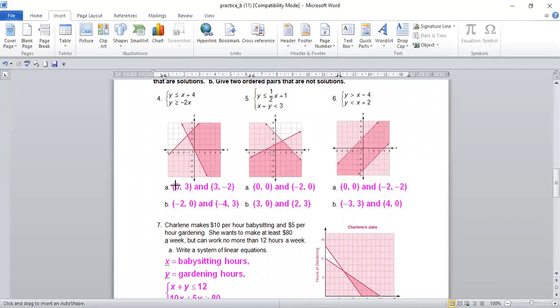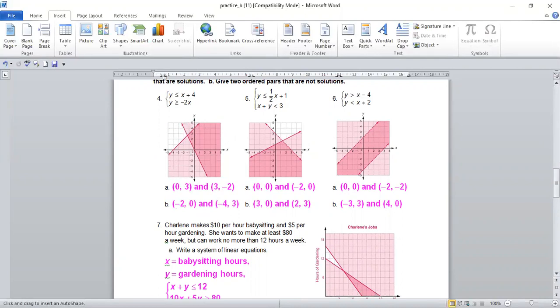So here they just said 0 and 3 are solutions because 0 and 3 are here, so it's in the shaded common part, and 3 and -2 because it's here, it's in the common part. And which are not solutions? -2 and 0. See, -2 and 0 is here. This part is not shared by both the inequalities, this and this.